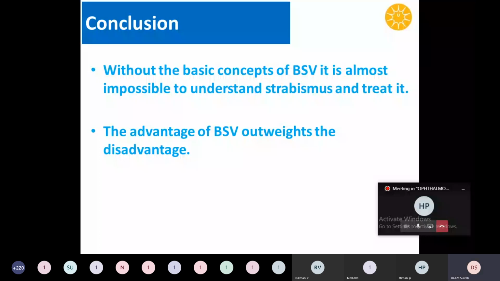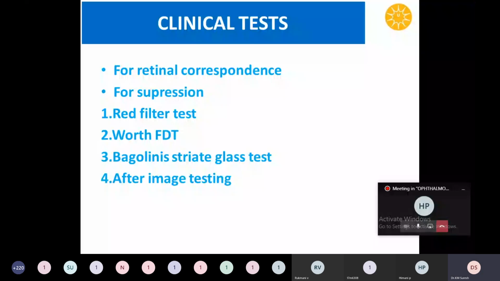So what are the various clinical tests that we are supposed to do for binocular single vision? For retinal correspondence, you have a few tests, and for suppression, you have a few tests. I think the technical details of how to do the test need not be known by you. You just write down the names of the tests that are necessary to do binocular single vision examination, and as to how to find out whether the patient is having binocular single vision.